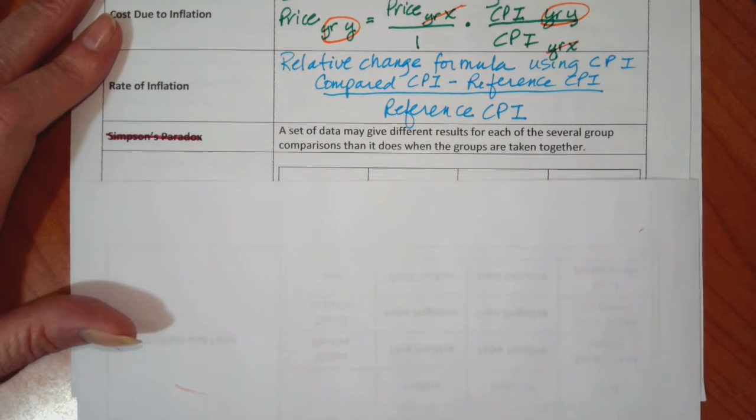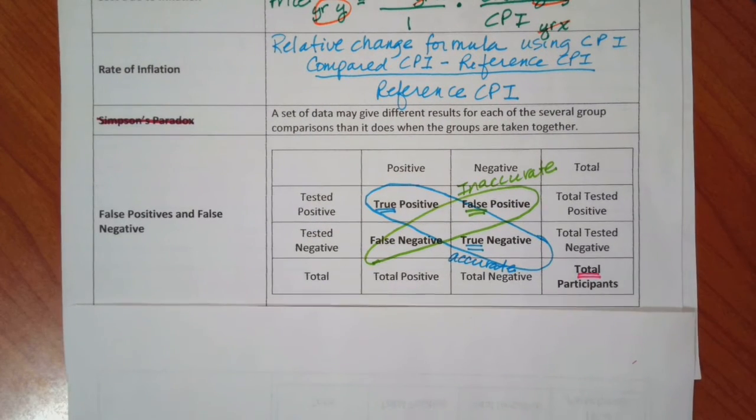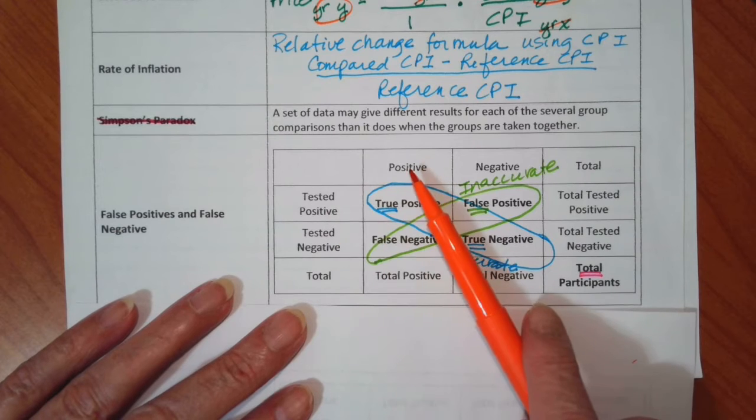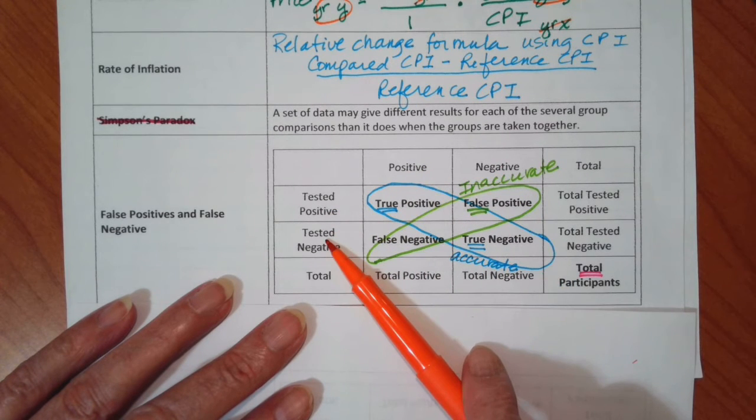Okay, Simpson's paradox, we're not going to worry too much about that. The false positives and negatives. There are 4 options for whatever it is. You're either positive or you're negative, and you test positive or you test negative.